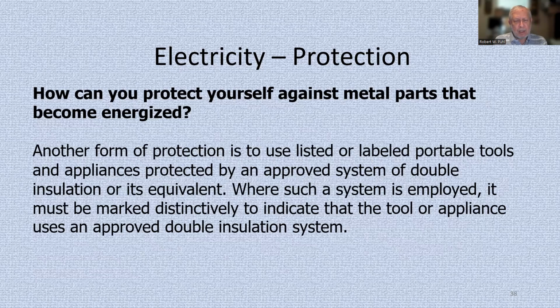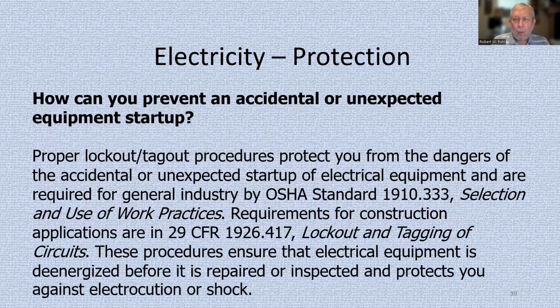Another form of protection is to use listed or labeled portable tools and appliances protected by an approved system of double insulation or its equivalent. Where such a system is employed, it must be marked distinctively to indicate that the tool or appliance uses an approved double insulation system. And we all know how to look for that. The double insulated tool on the nameplate will have a square within a square.